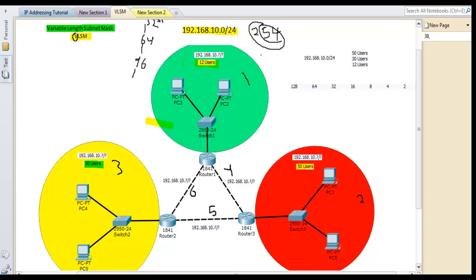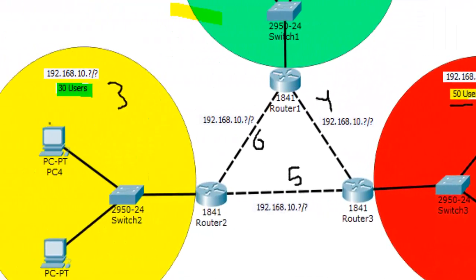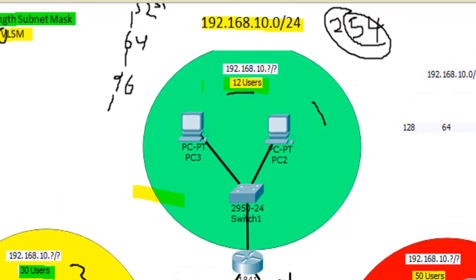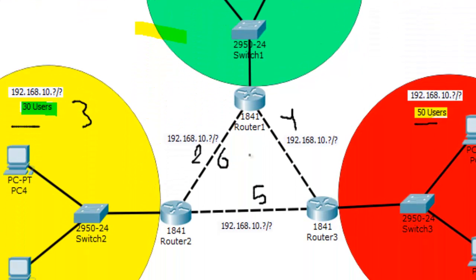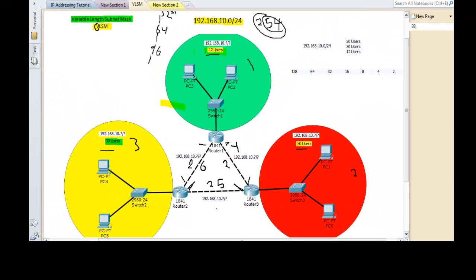Okay, so if you want to do VLSM, you're going to start with the largest number of users. So here we have 50, here we have 30, here we have 12, and here we have 2, here also 2, and here 2, because we only need an IP address here and an IP address here, and the same thing for the other links, and they have to be in different subnets because they are different networks.